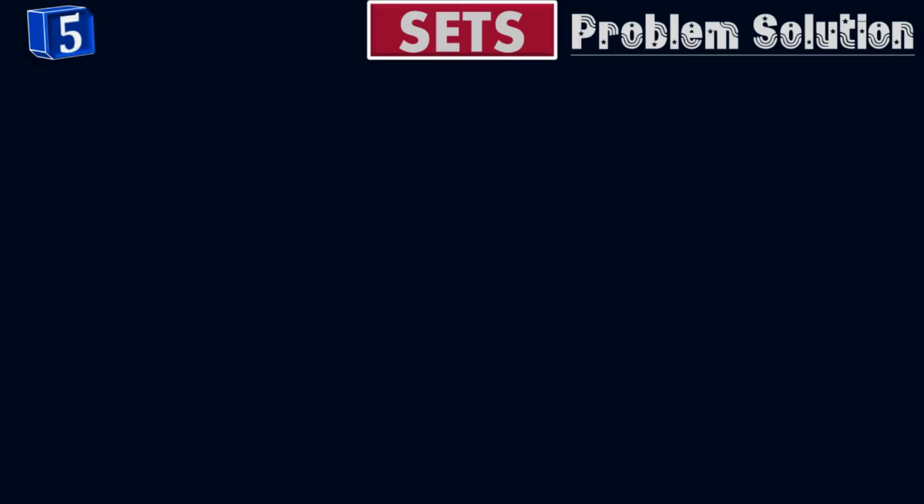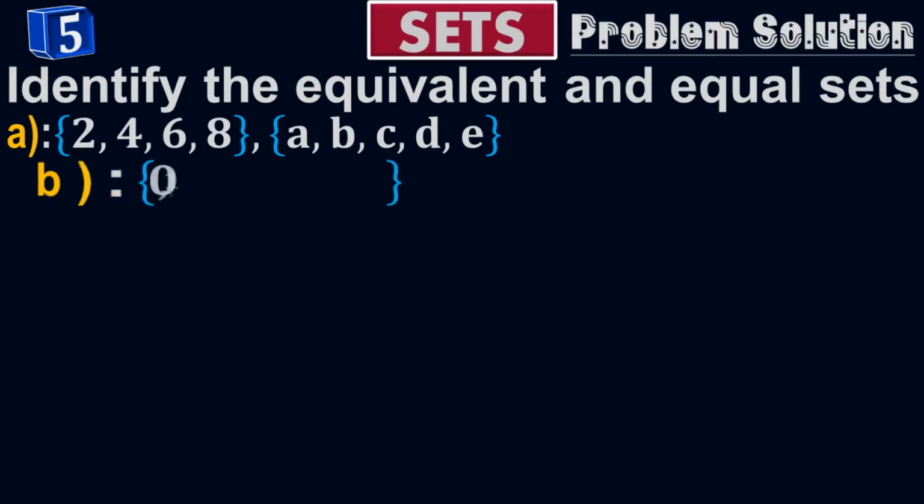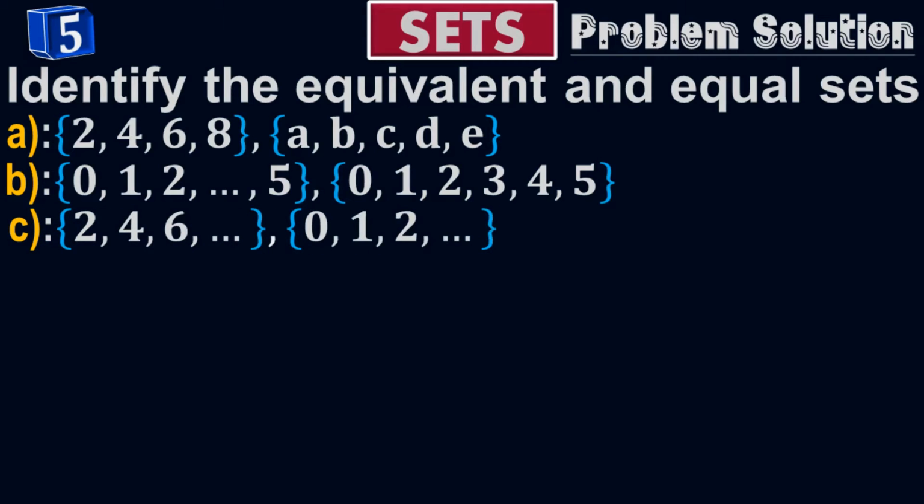Problem number 5. Identify the equivalent and equal sets. Part A. B, where one set is 0, 1, 2 up to 5. Another set is 0, 1, 2, 3, 4, 5. C, one set is 2, 4, 6, up to infinity.